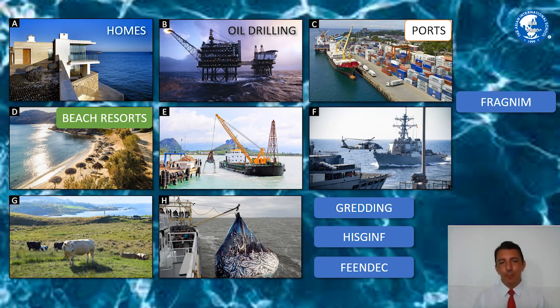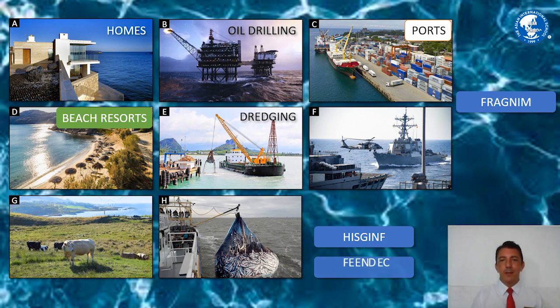Picture E. This boat is digging up material from the sea floor. Now you studied about this last year in rivers, dredging. So dredging means to dig material, sand, gravel from the sea floor, and we can use that material for construction, for building on the land. The next picture, F. What are these ships and helicopters doing? Well, this is the Navy, and their job is defense. They are defending the coastline.